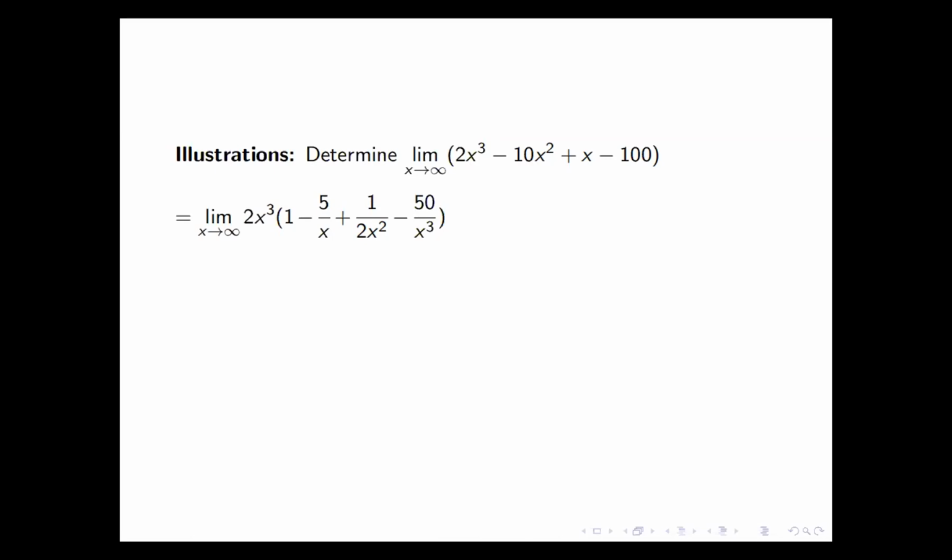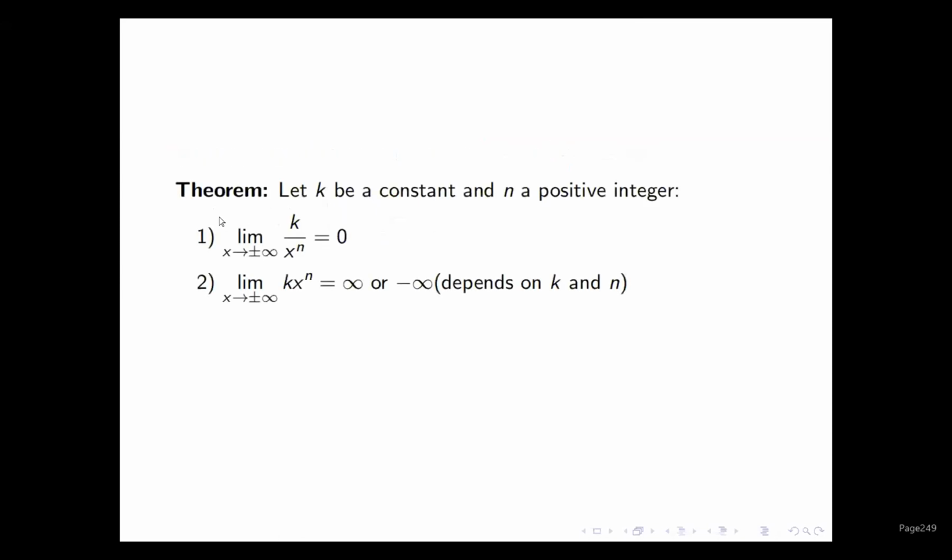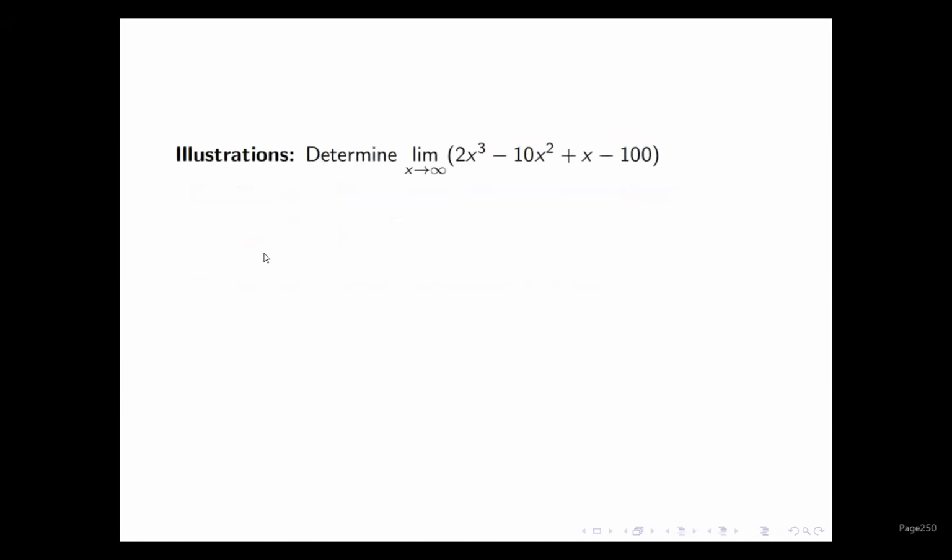And once we do it that way, some of the terms inside the parentheses will zero out, because there will be the presence of powers of x in the denominators of those terms, thus making them zero in the limit, as stated by the first part of the theorem that states if you divide a constant by a power of x, the limit will be zero at infinity, either way. So what happens here? This will be zero, this will be zero, this will be zero.